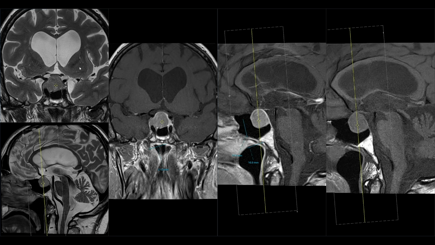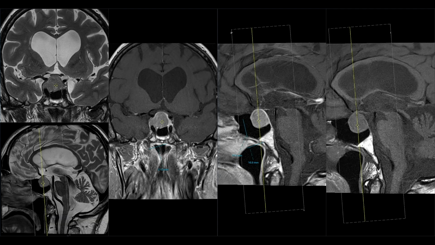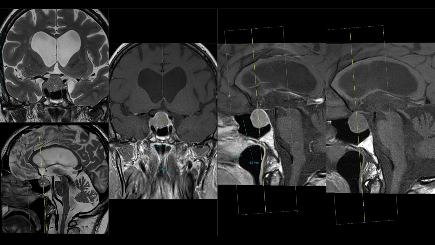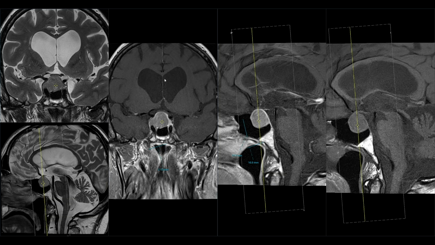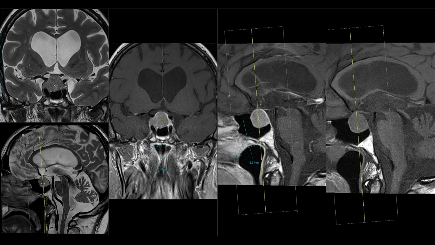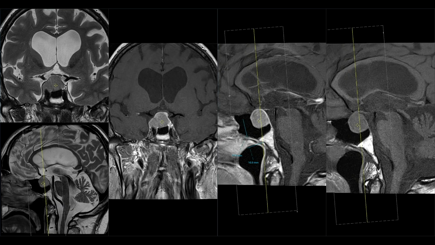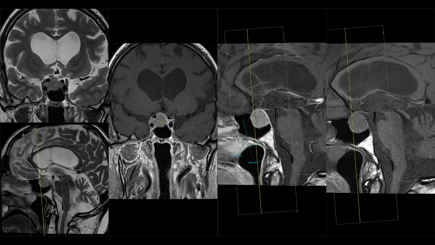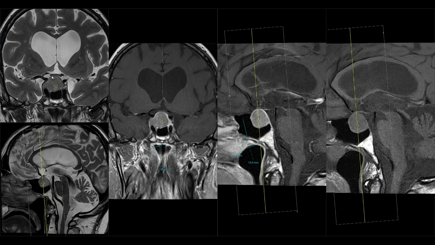This is a nice case of pituitary macroadenoma that is growing in the sella and expanding suprasellar. For me, I like to hang the images in this way, that I have my coronal T2 weighted sequences to see the relation of the tumor to the chiasm.